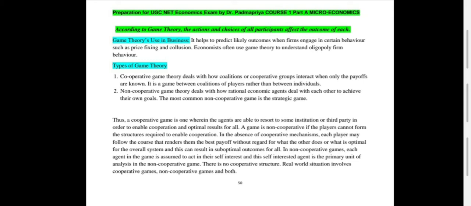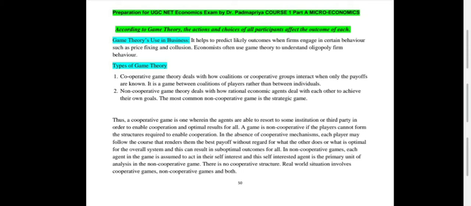Thus, a cooperative game is one wherein the agents are able to resort to some institution or third party in order to enable cooperation and optimal results for all. A game is non-cooperative if the players cannot form the structures required to enable cooperation. What does it mean? A non-cooperative game is where the players don't want to help each other. They don't have structures to help each other. In the absence of cooperative mechanisms, each player may follow the course that renders them the best payoff without regard for what the other player is doing or what is optimal for the overall system.